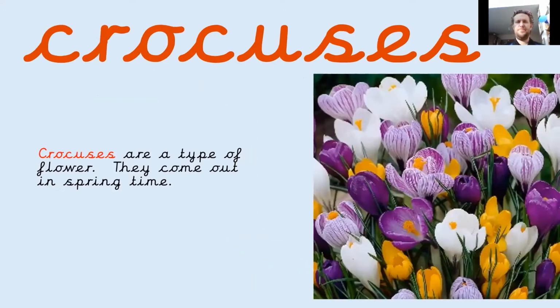Fantastic. Next. These are called crocuses. Crocuses are a type of flower. These ones in the picture here, and they come out in the springtime. So in the spring, look out for some crocuses.